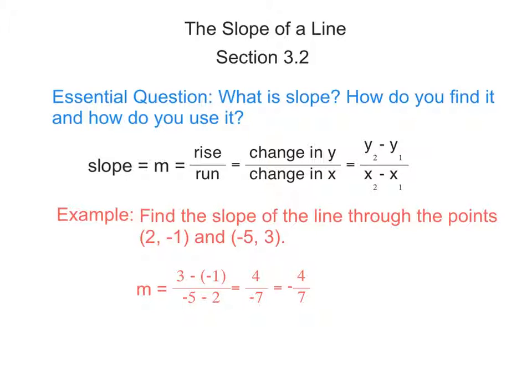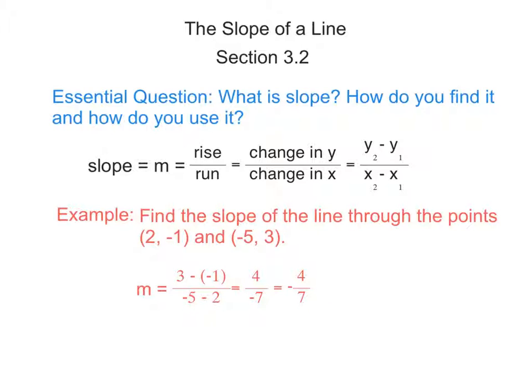So using the formula we learned above, we can say that m is equal to 3 minus negative 1 over negative 5 minus 2, or specifically positive 4 over negative 7, or -4/7. So that's the slope of the line passing through those 2 points.